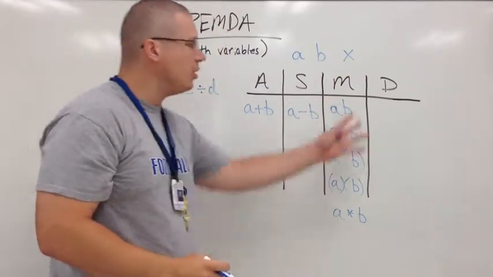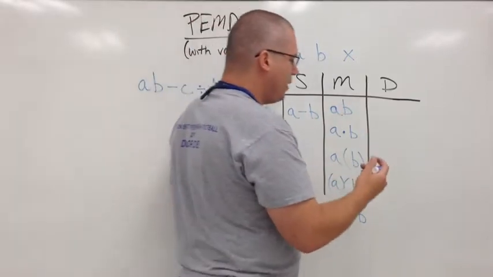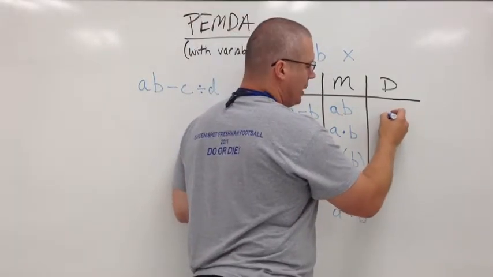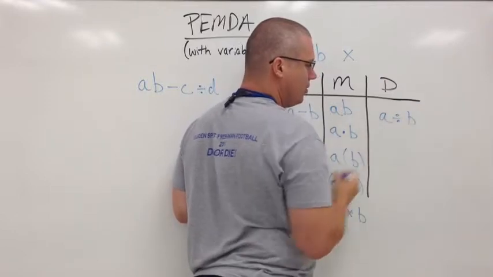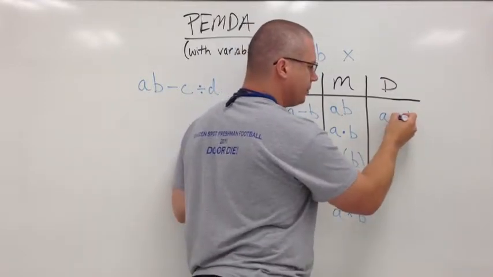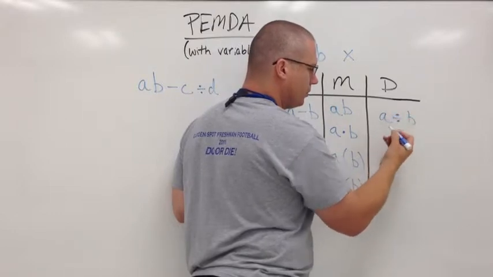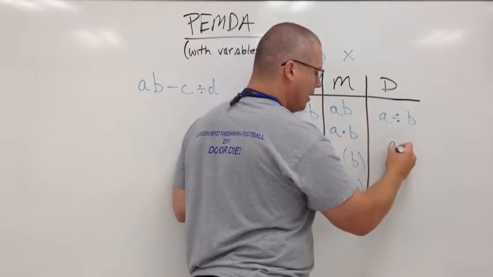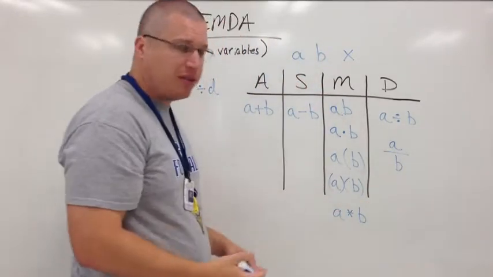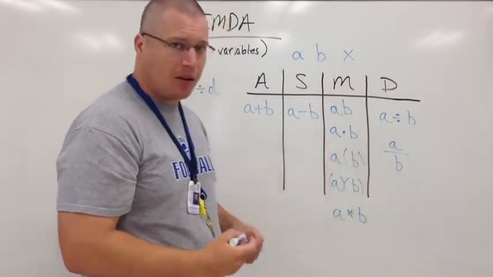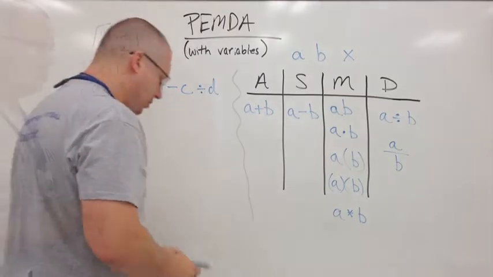Multiply is the big one. So let's go to division. Division is straightforward. You would see A divided by B. You would see something that looks like that. Or you would see A over B. And you have to remember, fractions, this is a fraction picture, actually means division.